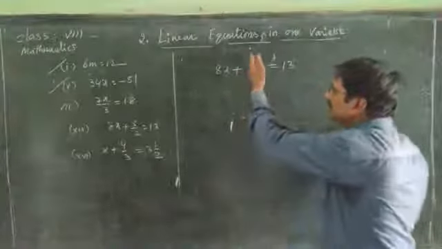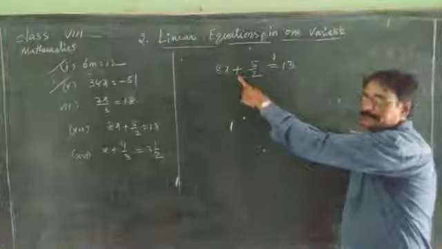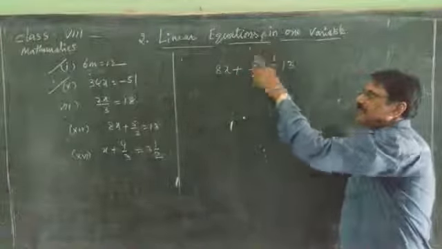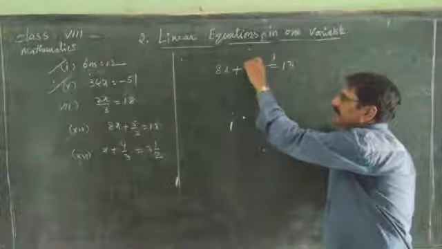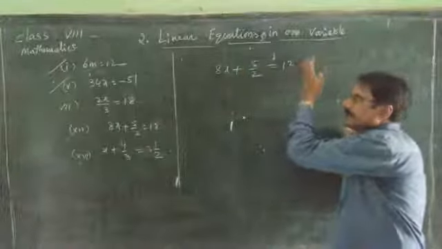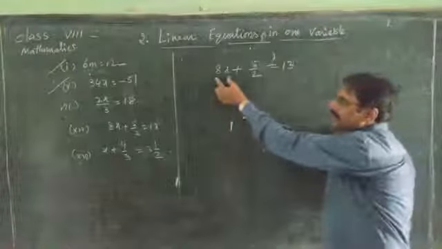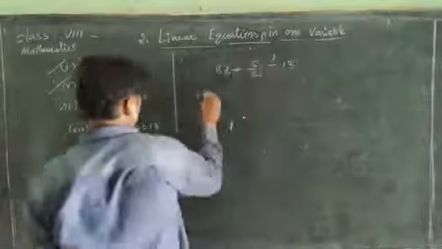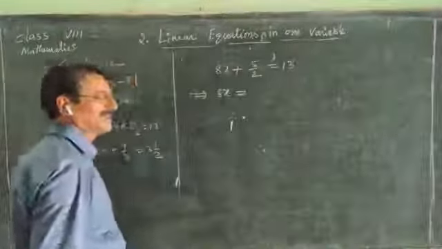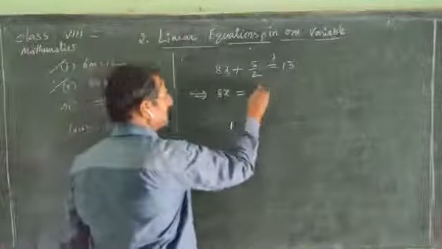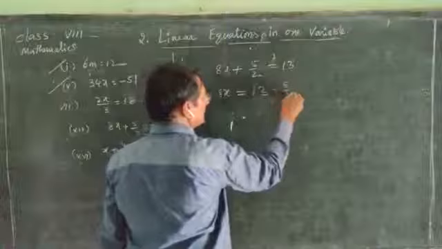First, we have to send this 5 by 2 to the right side. It is a plus, one multiplication quantity. Let's take this whole as a single term. It is a plus 5 by 2. If we send this plus 5 by 2 to the right hand side, it becomes minus 5 by 2. On the left side only 8x. So next step, leave the 8x on the left side. Already 13 is on the right side. After sending this to that side, it becomes minus 5 by 2.